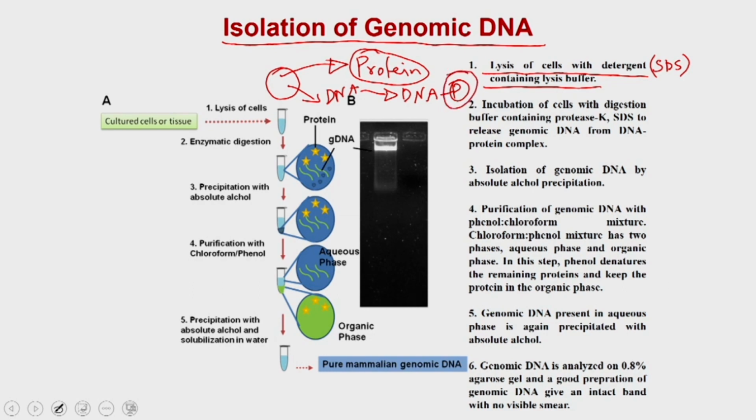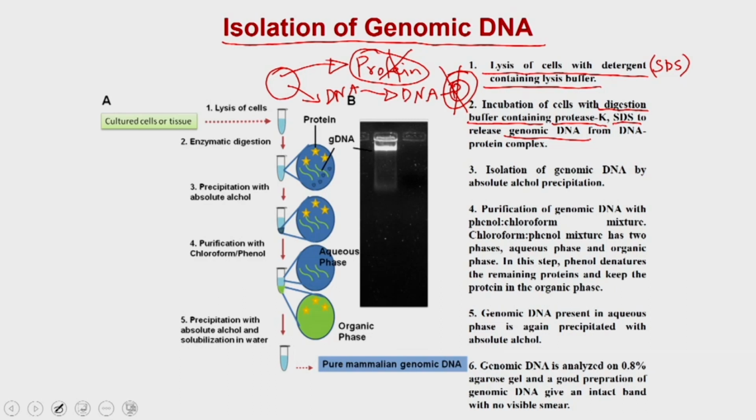So, what you will do is put this into a digestion buffer. This digestion buffer contains proteinase K, which is a protease, and SDS. The job of the SDS is to release the genomic DNA, and the proteinase K is going to degrade the protein, whether it is an isolated protein, meaning an individual protein, or a protein which is bound to the DNA. That will release the genomic DNA, or free the genomic DNA from all types of complexes.